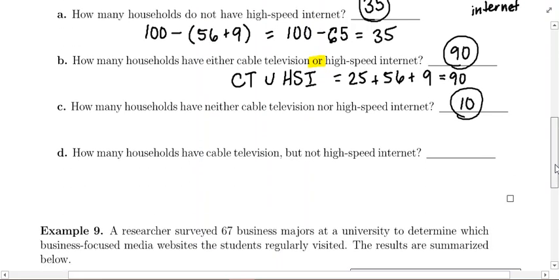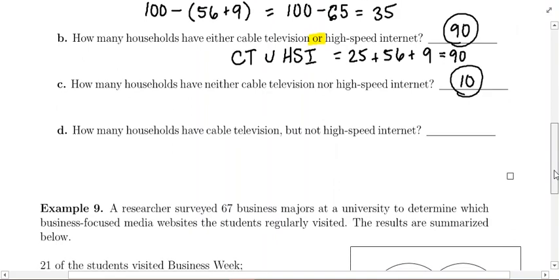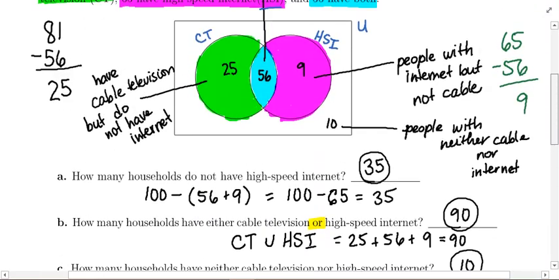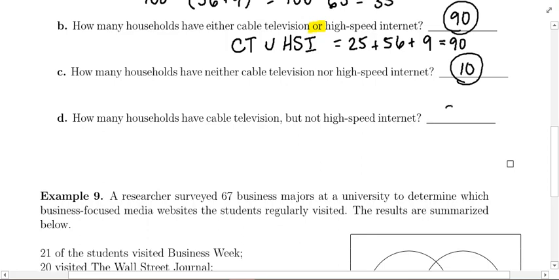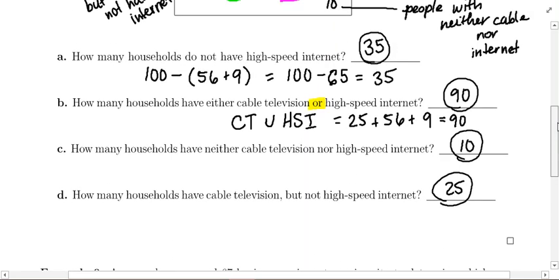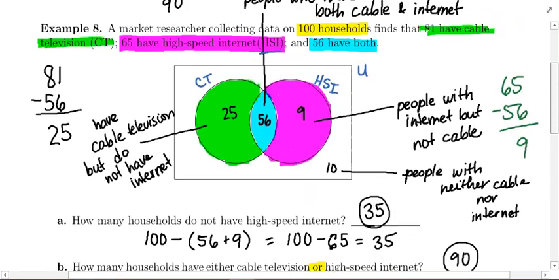And then finally, how many households have cable television but not high-speed internet? Cable but not internet. That is the green portion of the Venn diagram. We've already talked about this. The green portion represents the households that have cable television but do not have internet. So the answer is simply 25. That's why the Venn diagram is so useful. It helps you organize your data and you can answer your questions pretty quickly.